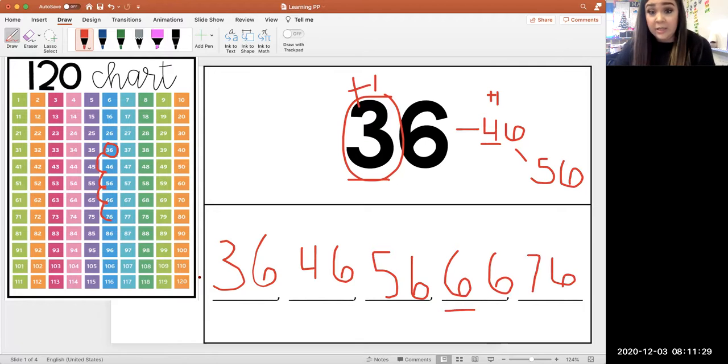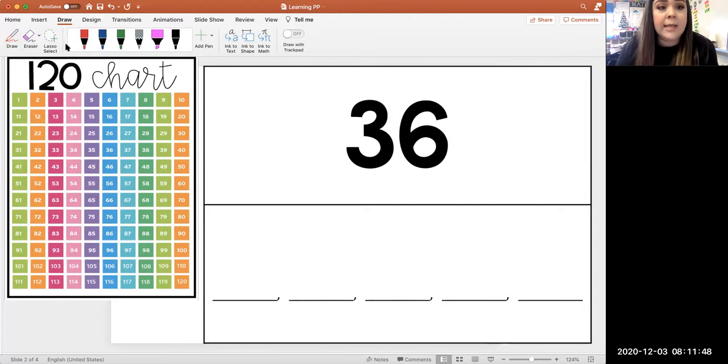It would be 76. Let's check it on our 120 chart. Okay, did I get 76? I sure did. So it would sound like this. 36, 46, 56, 66, 76. Okay, so we just counted forwards, starting with 36 by tens. Now let's count backwards.